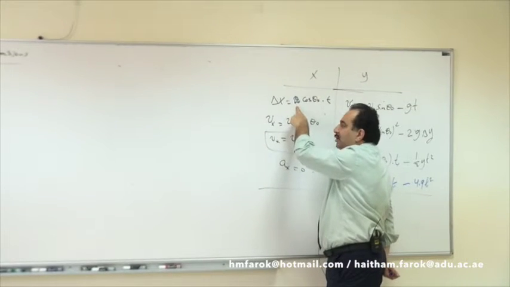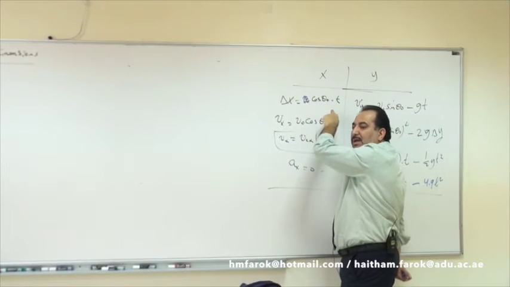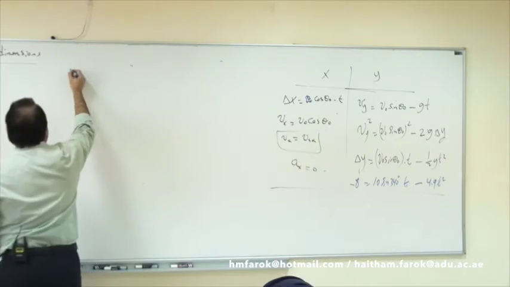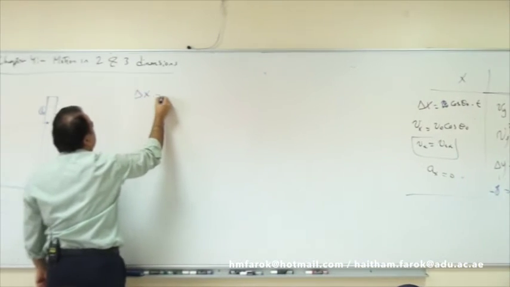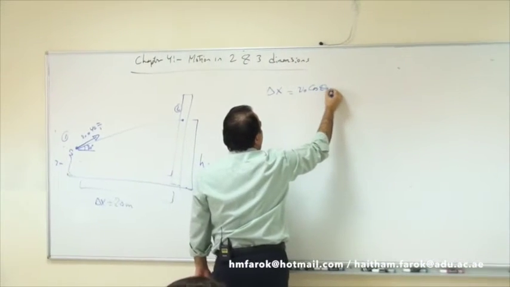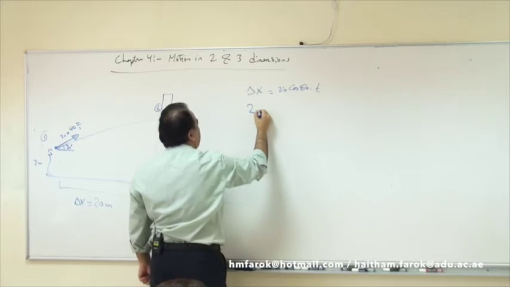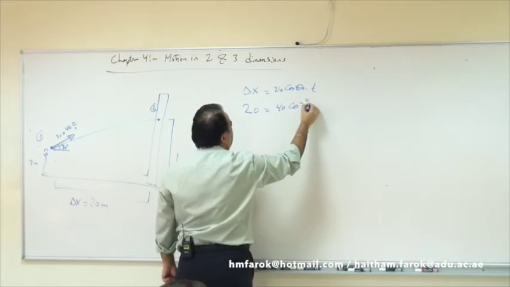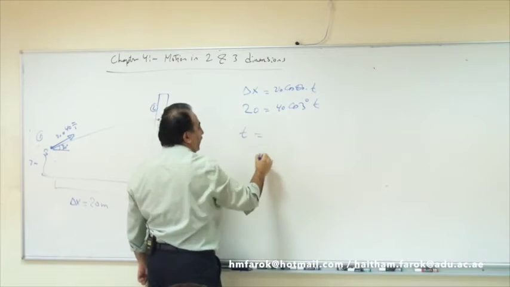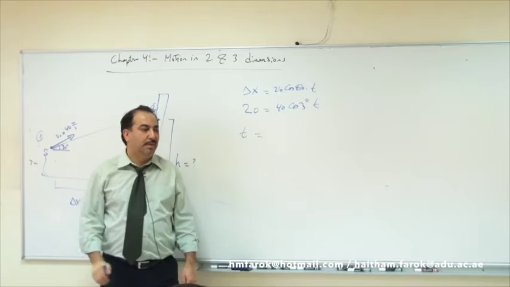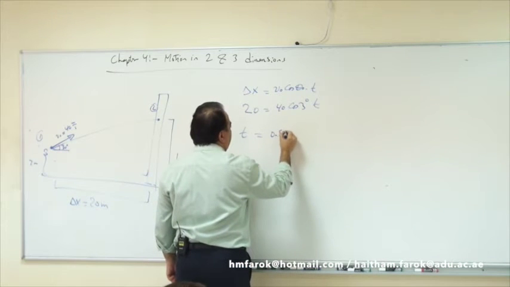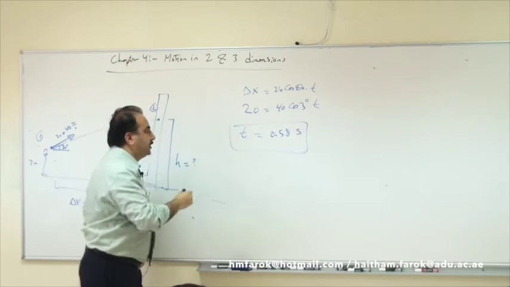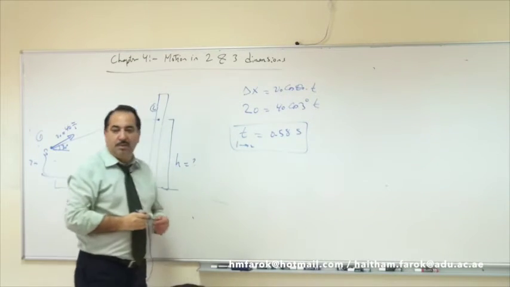V naught, theta naught. What can we calculate? The time when it hits the wall. So find the time when it hits the wall. Delta x equals V naught cosine theta naught times t. Here 20 equals 40 cosine 30 times t. Okay, find the time. So one of you can do the time. 0.5, that's 8 seconds. This is the time from 1 to 2.